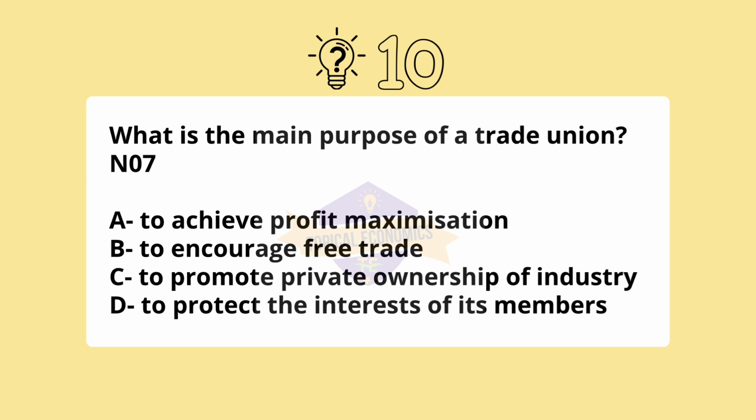Question number 10 is from November 2007. What is the main purpose of a trade union? The options are to achieve profit maximization. Next option is to encourage free trade. Next option, to promote private ownership of industry. And the last option is to protect the interest of its members. So this is a very clear question. The answer will be to protect the interests of its members.